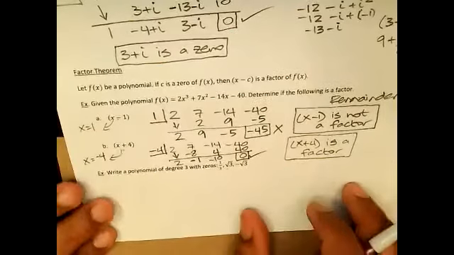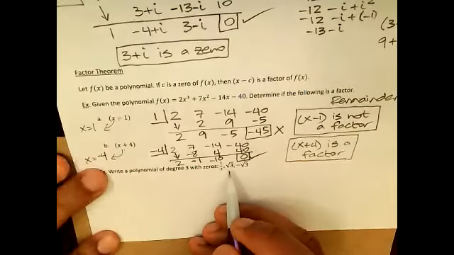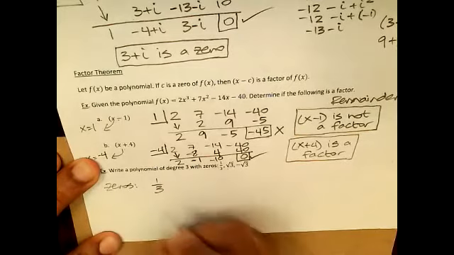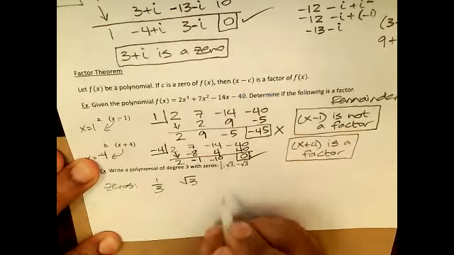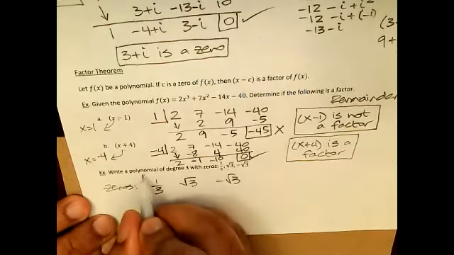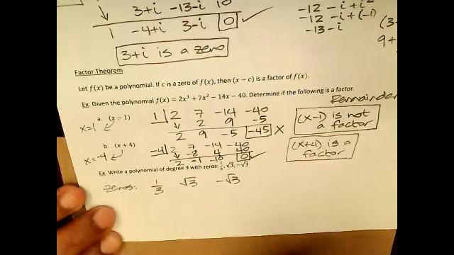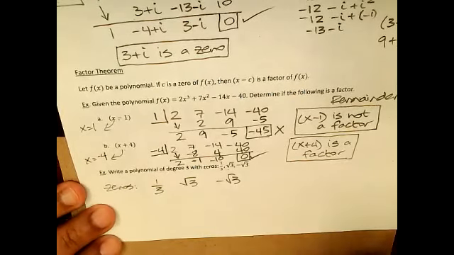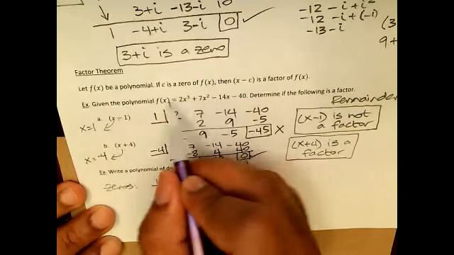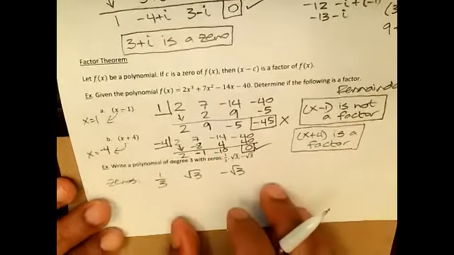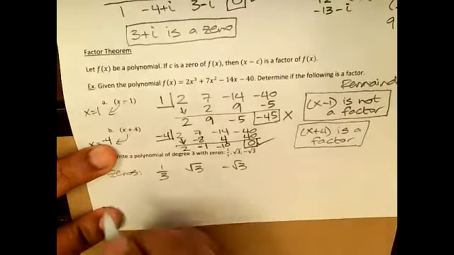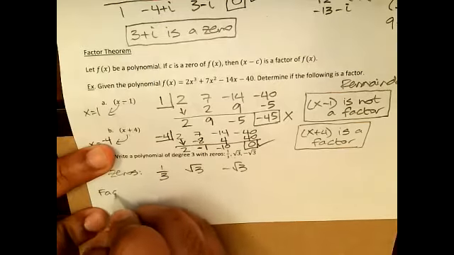The very last example here, I give you 3 zeros. So my zeros are 1/3, square root of 3, and negative square root of 3. And what I want you to do is write the polynomial for this. So the polynomial is like the original function, like this right here, this is a polynomial. It's a function where you have all the terms listed out. So what we're going to do here is start from the zeros, and from the zeros, we're going to write down what the factors are.